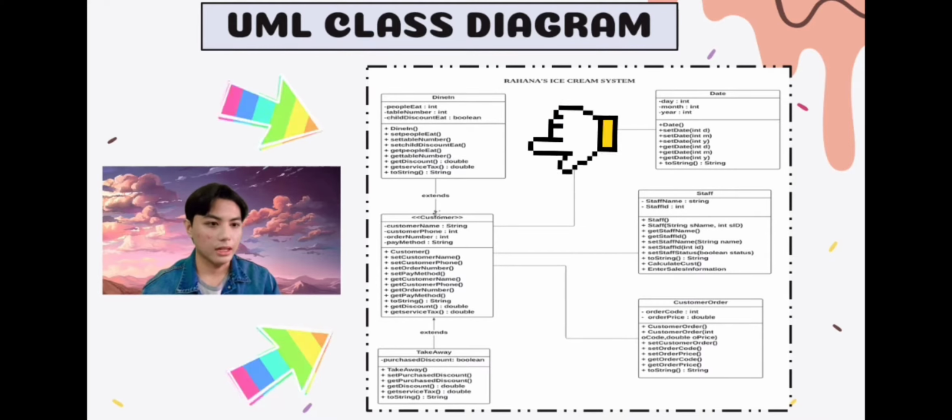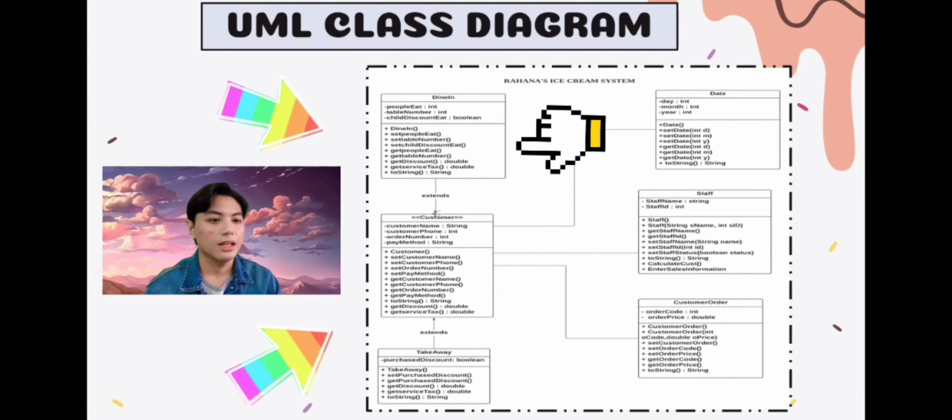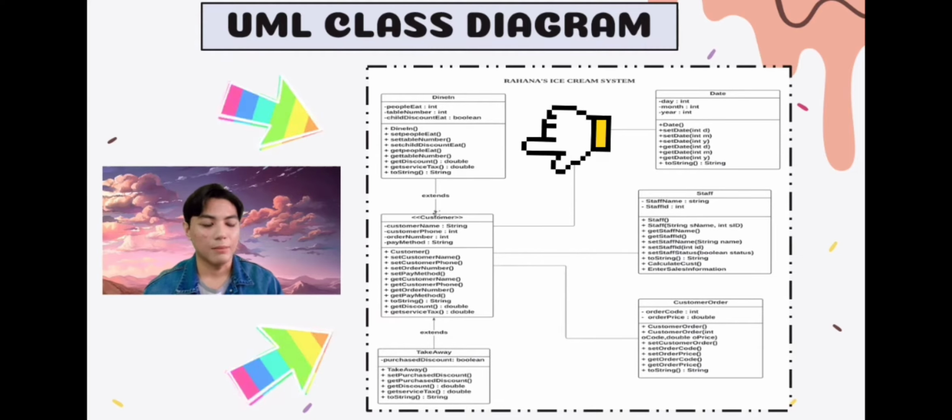Okay, for the dine-in class, we have 3 attributes: people eat, integer, table number, integer, and child discount. Eat is a boolean. In the next methods, we set people eat, set table number, set child discount, eat, and the next we get people eat, table number, and get discount. And we also have method get service tag.